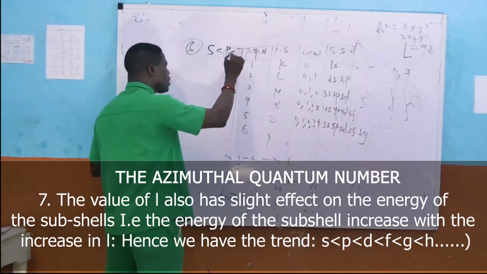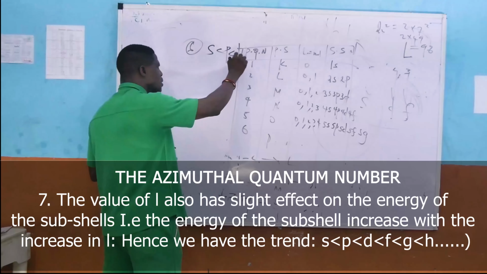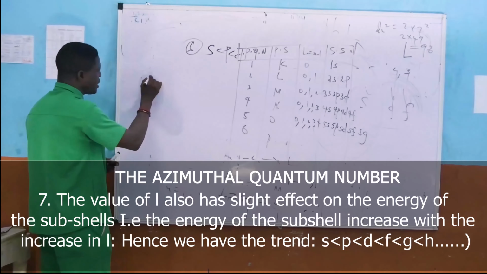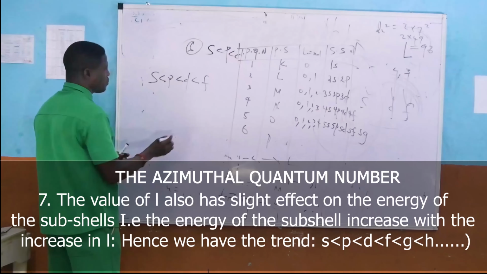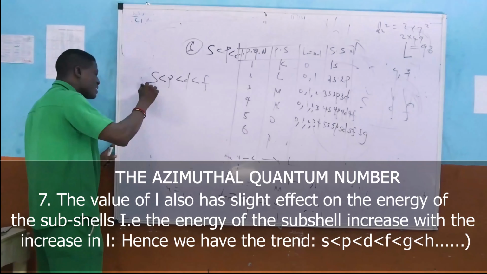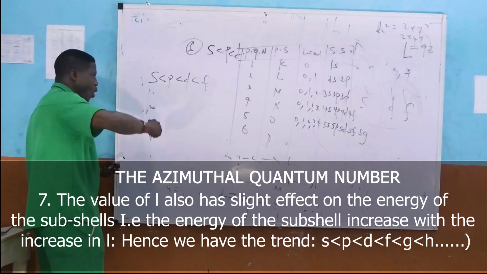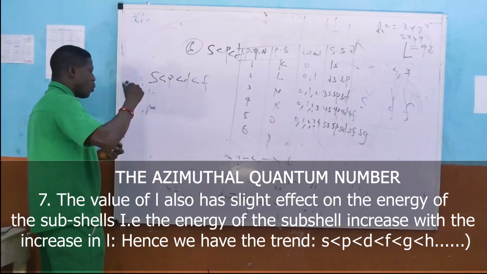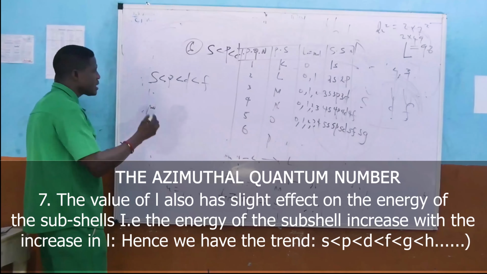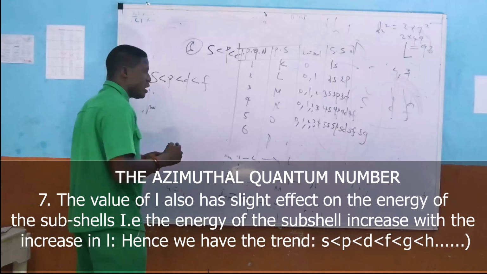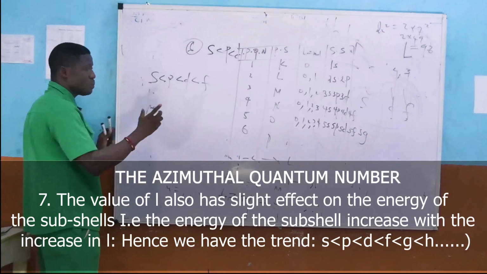And that the energy of p subshell is less than the energy of d subshell. And the energy of d subshell is less than, let's take it like the trend: s is less than p, p is less than d, d is less than f. What does that imply? It implies as the azimuthal quantum number increases, the energy of the subshell also increases. And when it decreases, the energy of the subshell equally decreases. It implies that the azimuthal quantum number in a way impacts or affects slightly the energy of the subshell. Please have this at the back of your mind.